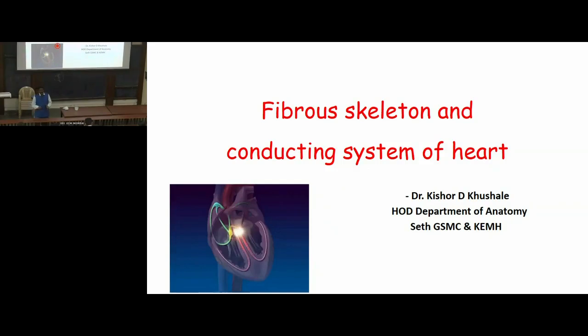And they are present along with the valves, that is the right and left atrioventricular valves, the mitral and tricuspid valves, and also the pulmonary and aortic valves. They are called annulus, that is, they are inverted U shaped. There are three inverted U shaped fibrous tissues present along the valves.